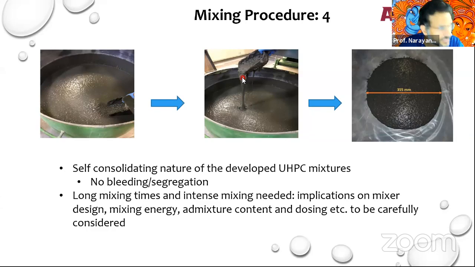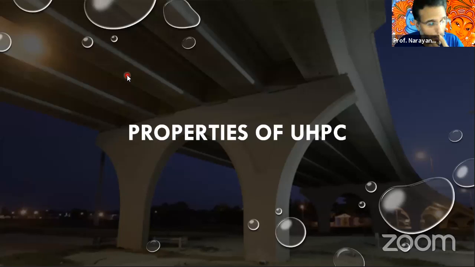You need long mixing times, intense mixing. So you cannot do your drum mix and all. You need a very high shear mixer like the one that is shown here. Ready mix truck will work really well because you can control the number of revolutions of the drum to change the shear rates. So I will stop here before I go to properties of UHPC if you have some questions.